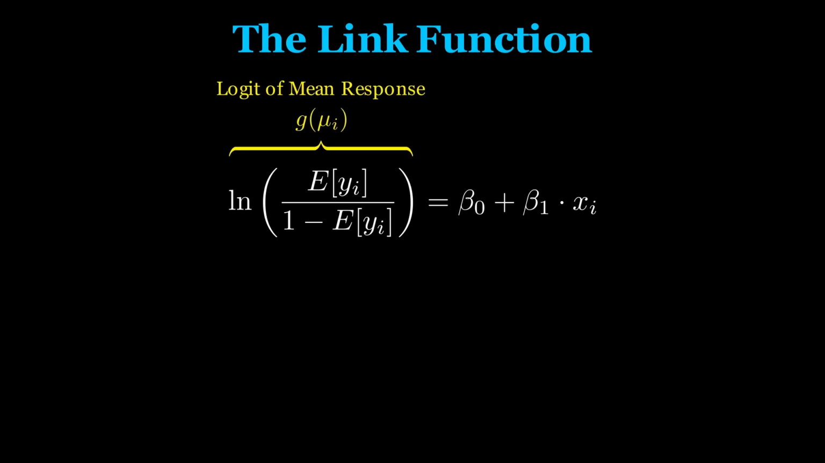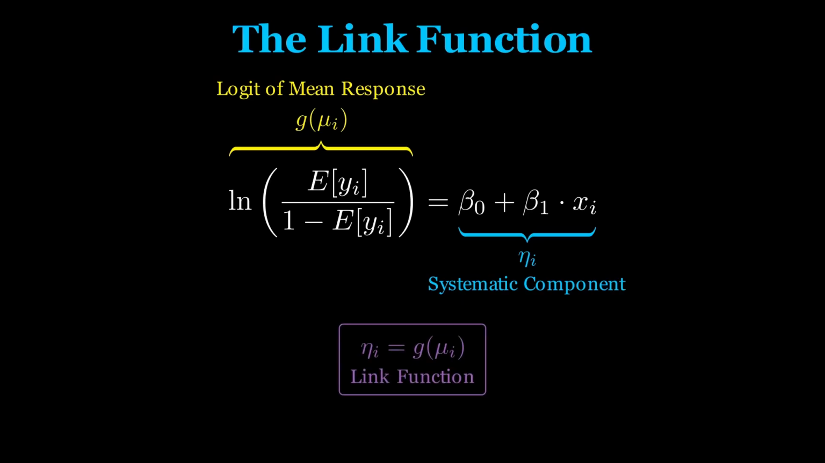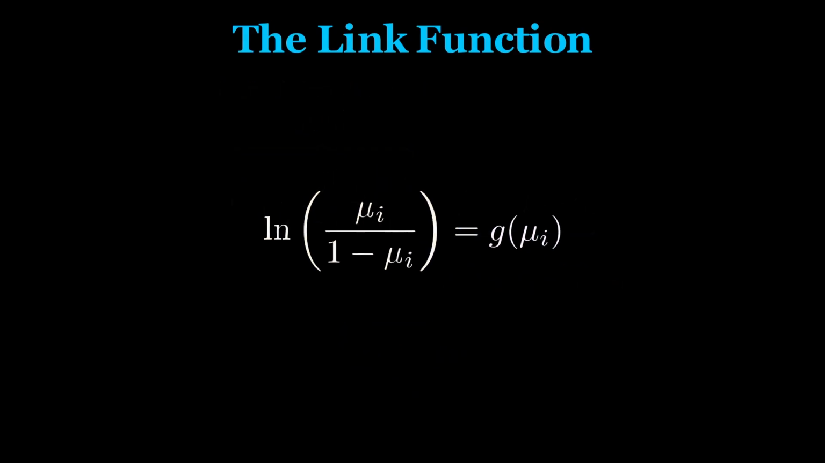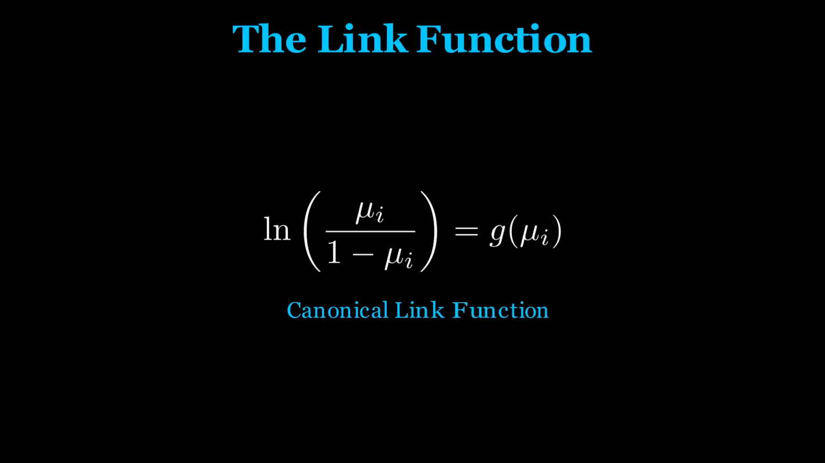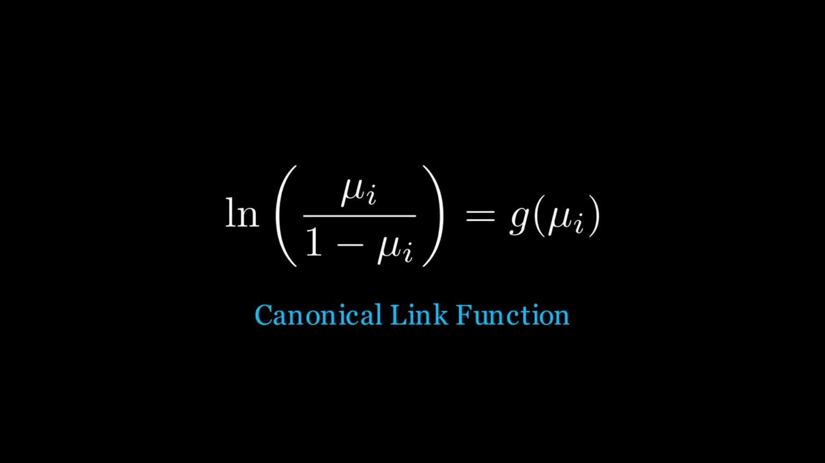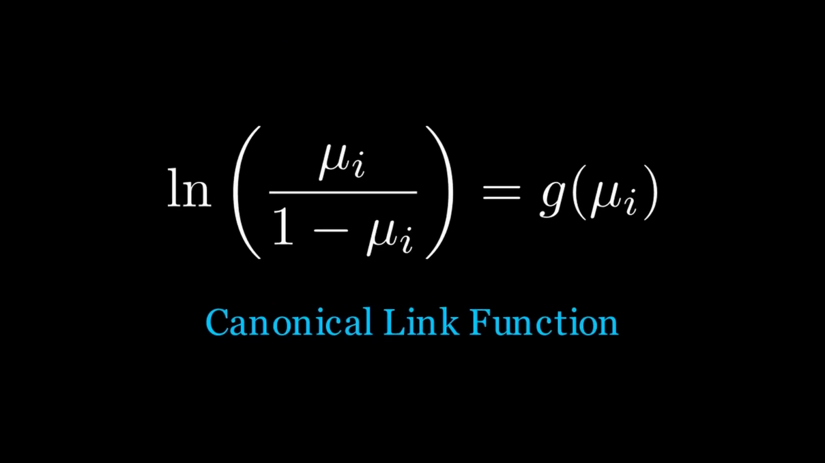Notice that the left side of the equation is the logit of the mean response, and the right side is the systematic component. After bringing in the link function, we notice that the logit function is a link function for logistic regression. Similar to how the identity function is the canonical link function for a normal distribution, the logit function is the canonical link function for the binomial distribution. We'll cover how the canonical link function is derived later in the video.